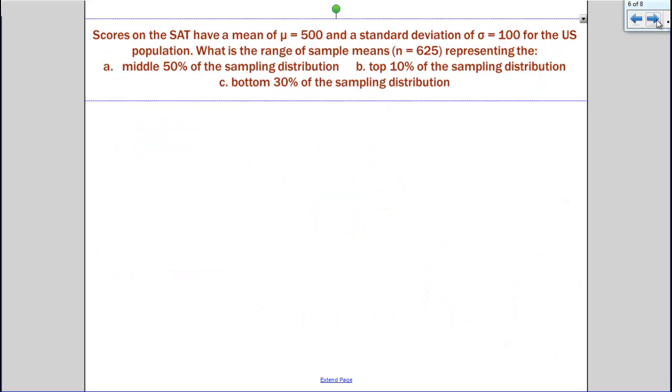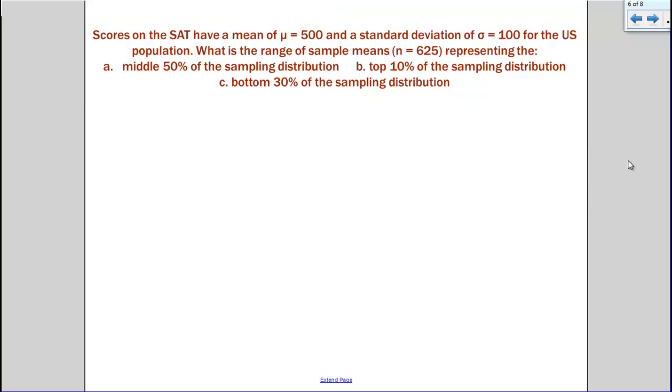Okay. So now let's move on to a situation where you start with a specific proportion. You go to the table to find the z-score. Then you use that z-score to calculate your sample mean. So we're still using the SAT score distribution, but now we're giving you specific proportions or percentages.